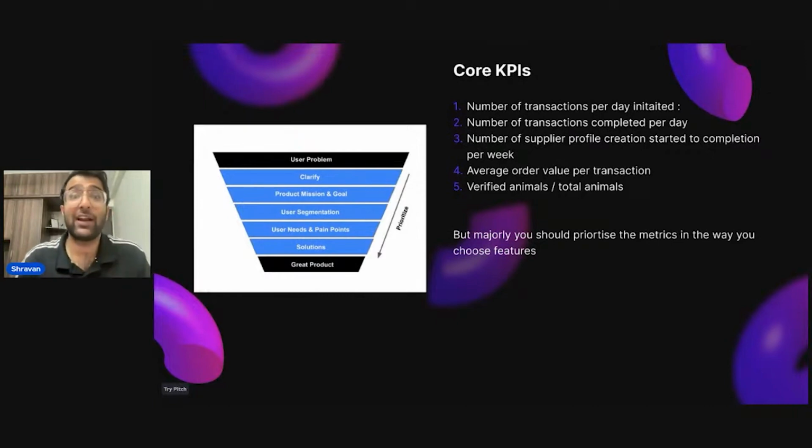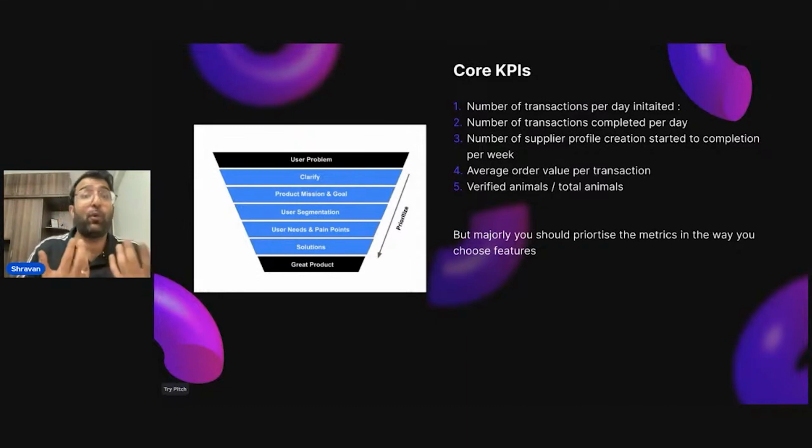The last part is: what should be my core KPIs to measure the success of this marketplace? I have written the number of transactions that happen, which initiate. What I mean by initiate: not every transaction actually converts because there can be returns. So I want to see how many transactions actually initiated in my system. Second, how many transactions actually got completed, which tells me the effectiveness of the purchase cycle.